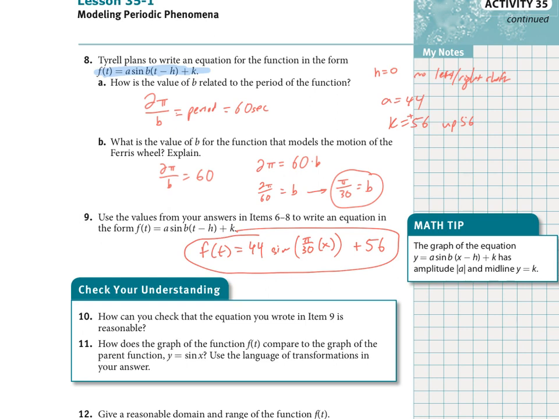Okay, so we can check if this is reasonable by graphing on Desmos or another graphing calculator. We'll make sure that our range is good. So I'll go ahead and graph that on Desmos if you want to as well, and then I'll take a picture and put it here into the notes.